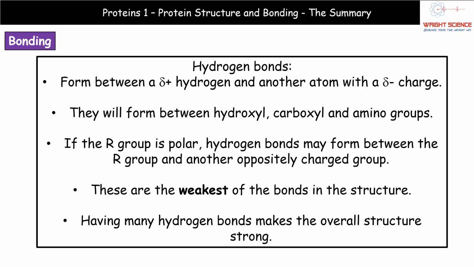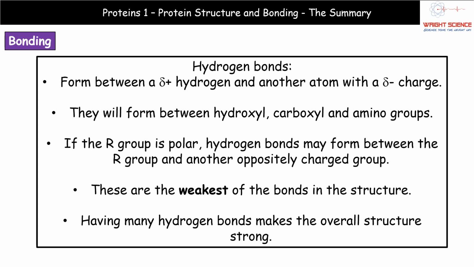If we've got a polar R group, so basically if that side chain is polar, then we can get hydrogen bonds forming between that R group and an oppositely charged R group on a different amino acid. That's our hydrogen bond. It is worth remembering, as we've said previously, hydrogen bonds are weak, and in fact of the bonds we're going to be looking at in protein structures, they are the weakest of the bonds.